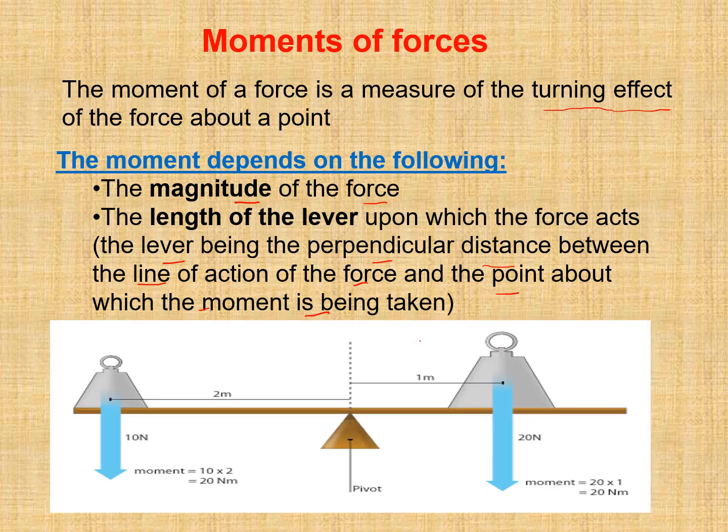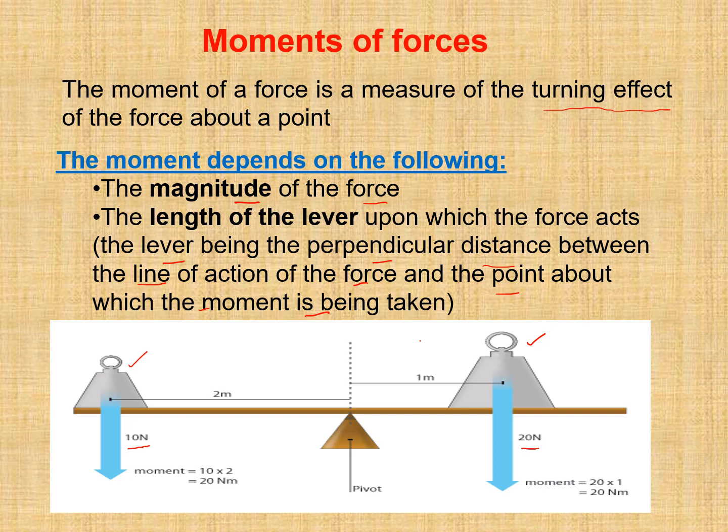Now, just one example. Suppose this is a pivot, and there are two weights. If you observe, this is a small one and this is a bigger one. This is a weight of 10 Newton, and this is a 20 Newton weight.